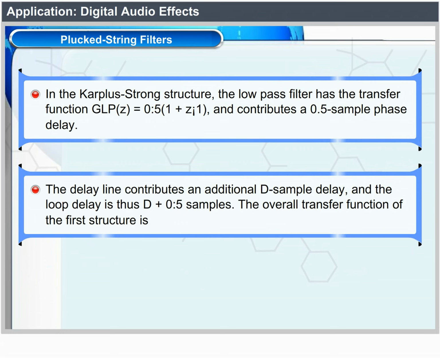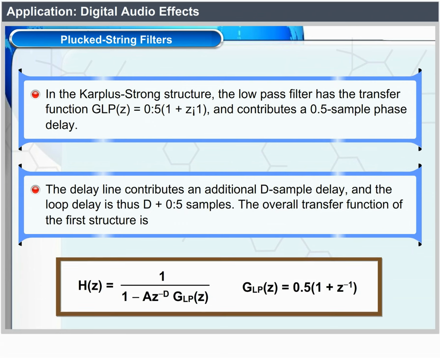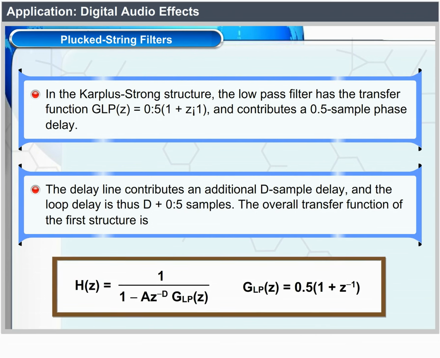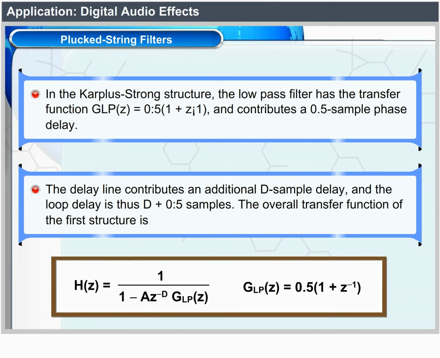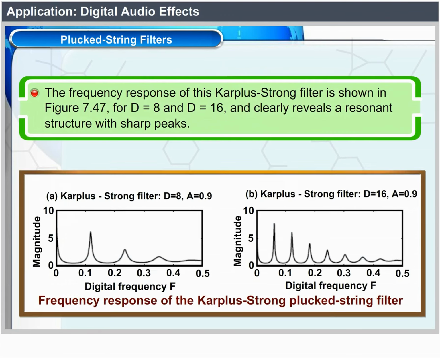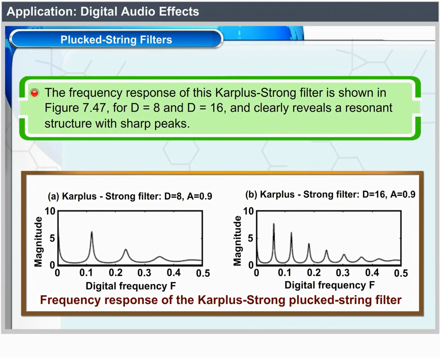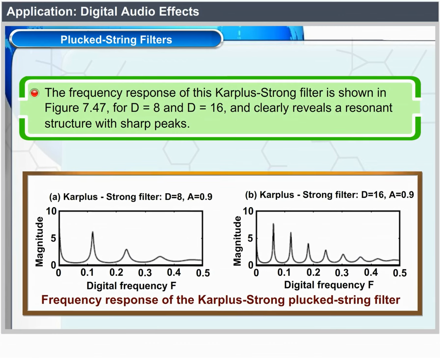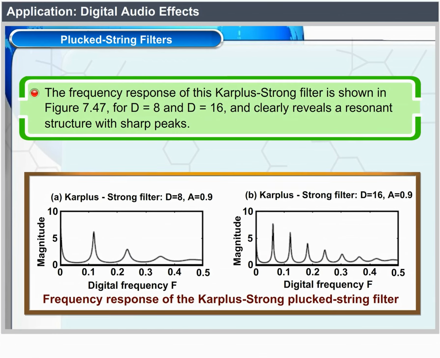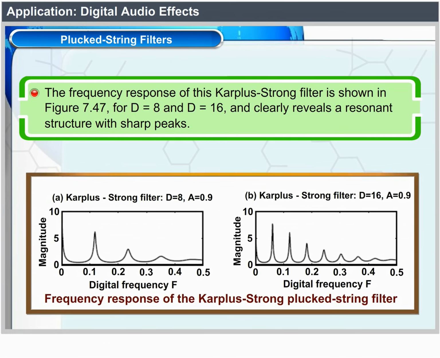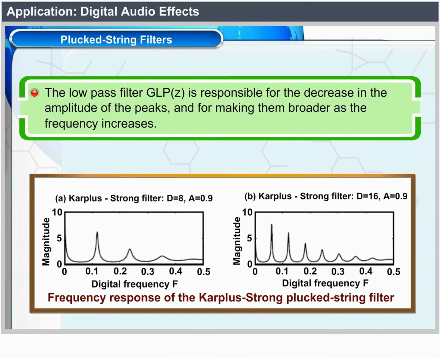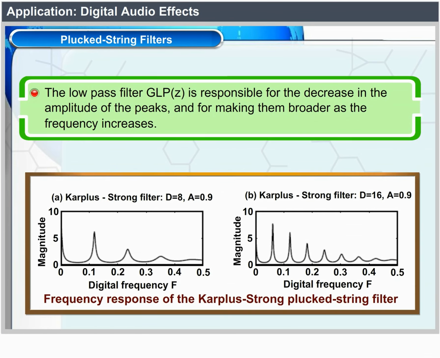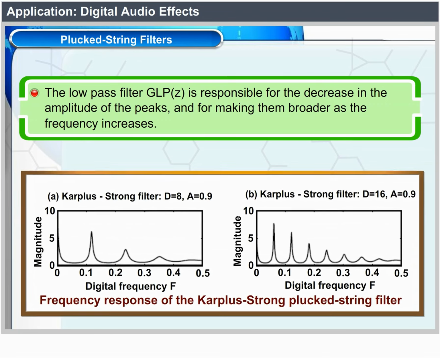The overall transfer function of the structure is H(z) = 1 / (1 - A z^-D G_LP(z)), where G_LP(z) = 0.5(1 + z^-1). The frequency response of this Karplus-Strong filter is shown for D = 8 and D = 16 and clearly reveals a resonant structure with sharp peaks. The low-pass filter G_LP(z) is responsible for the decrease in the amplitude of the peaks and for making them broader as the frequency increases.